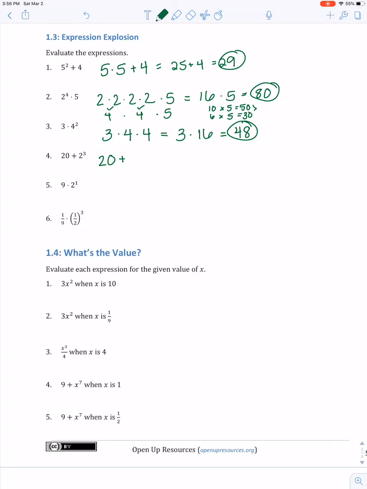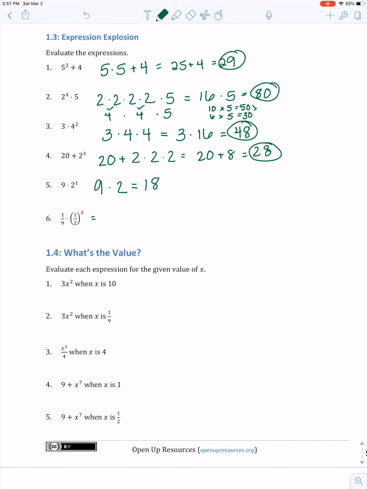We have 20 plus 2 to the 3rd power. So our base is 2. We're multiplying that together 3 times. I know that 2 times 2 is 4, times 2 is 8, so this is really 20 plus 8 to equal 28. And for the 4th one, this is really just 9 times 2, and we know that's 18.